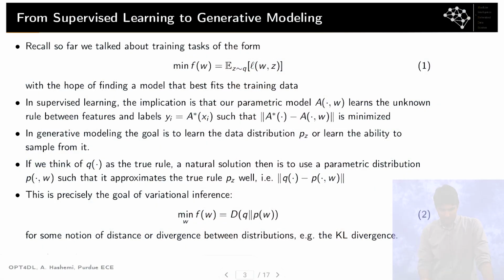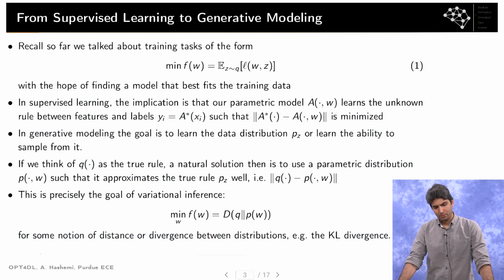Welcome back. So in this lecture, as part of our module on the special topics, we're going to talk about min-max optimization and their connection to the training of generative adversarial networks. So what's the motivation? The motivation is that we want to go from supervised learning to generative modeling.